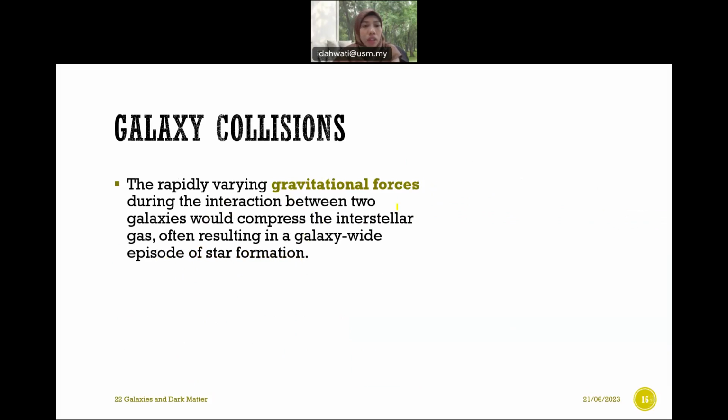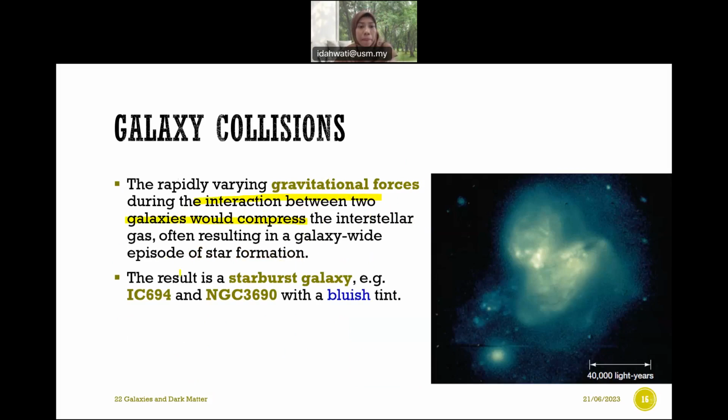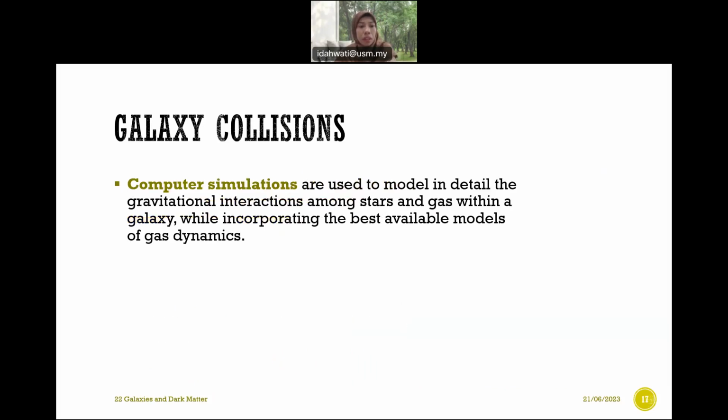Okay, the gravitational forces during the interaction between two galaxies will compress the interstellar gas and result in a galaxy-wide episode of star formation. So the result is a starburst galaxy, for example, these two with a bluish tint. Okay, and now is the computer simulation.